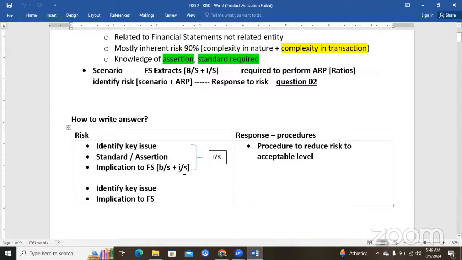And when it comes to control risk or detection risk, or inherent risk by nature, complexity in the nature, then identify the issue, the impact on the financial statements, and the procedures to reduce the risk to an acceptable level. What sort of audit procedures we can do, that we have to write here. So that is how we should approach these audit risk questions.